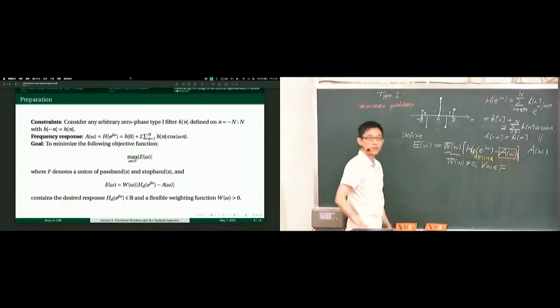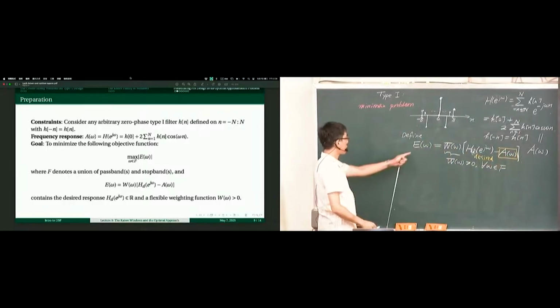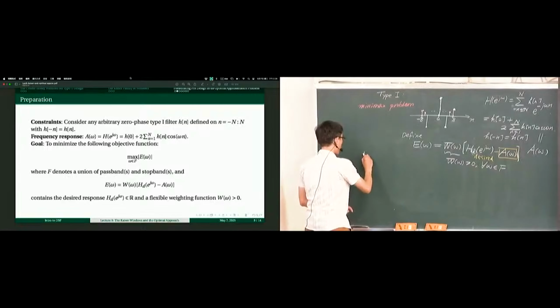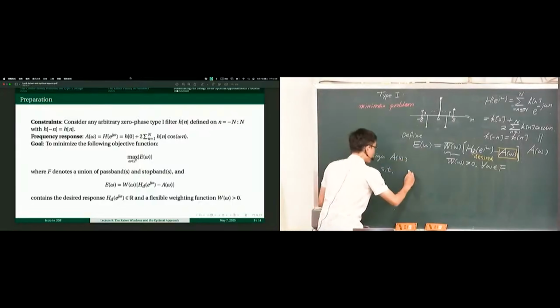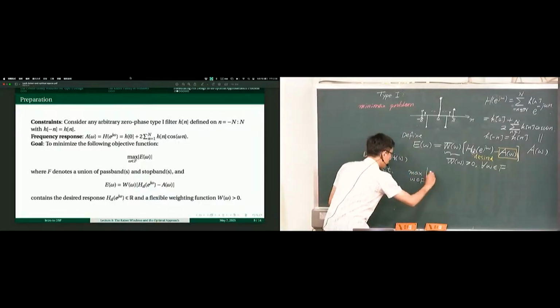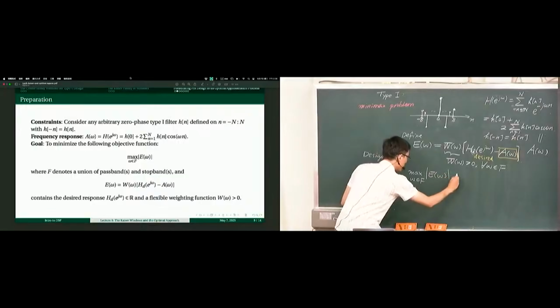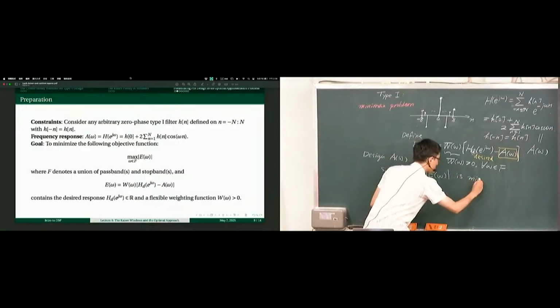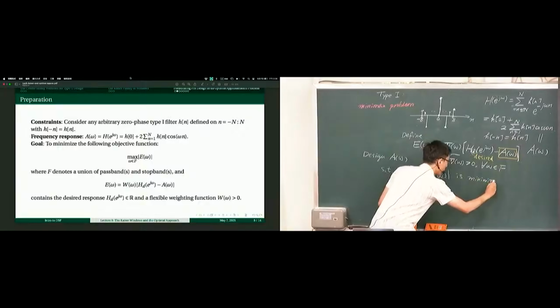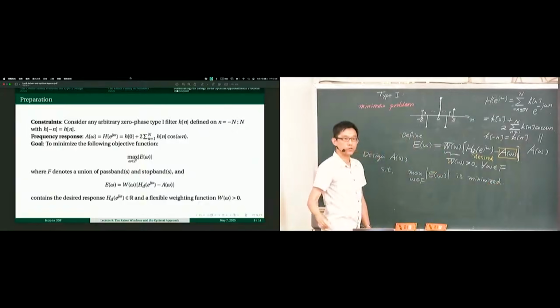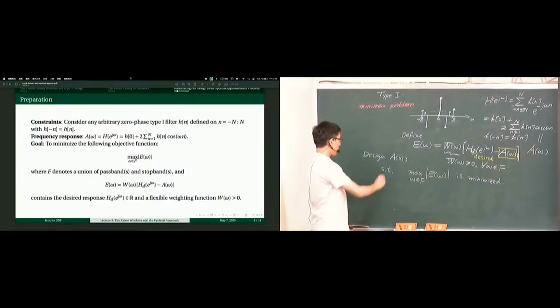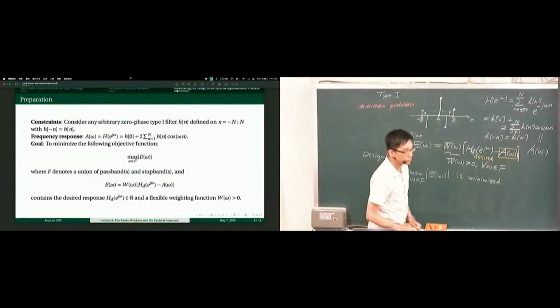We design A of omega such that the maximum of E is minimized. So that's the way we formulate this filter design problem: design A. So far, so good?